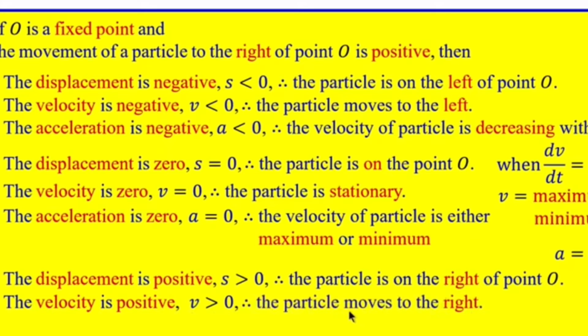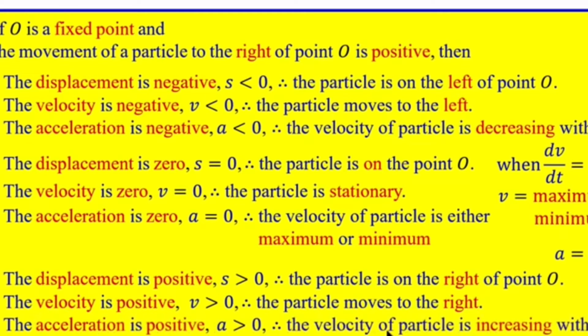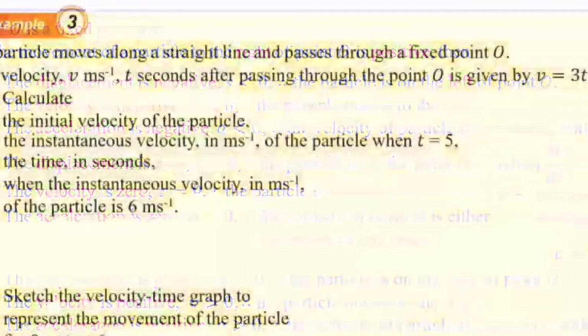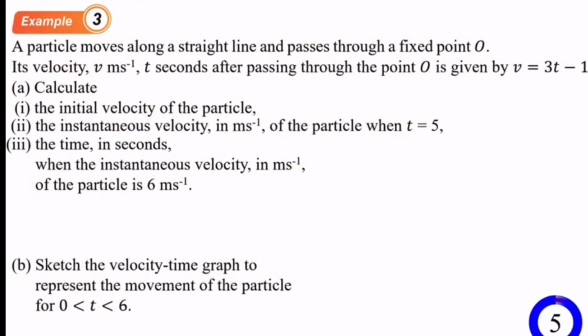Okay, so the particle moves to the right when the velocity is positive, or more than 0, and when the velocity is less than 0, the particle moves to the left. When the acceleration is more than 0, it means the velocity is increasing with time, and if it is negative, it means that it will be decreasing with time.